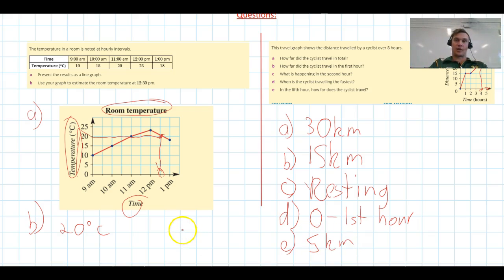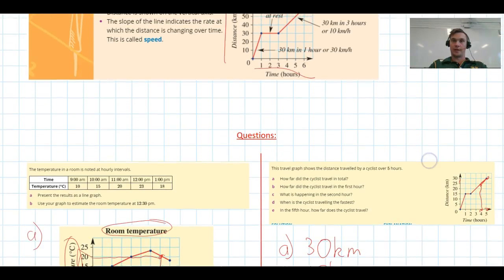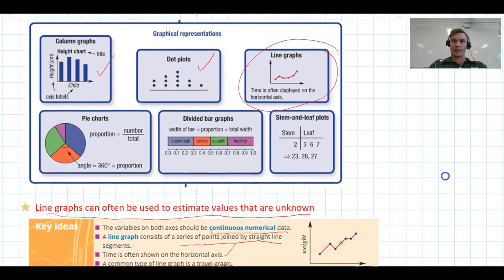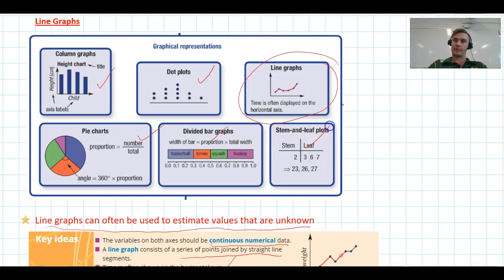So that's how you construct a line graph and also interpret one. Make sure you have these key points down, and over the next few videos we'll start to look at these other types of graphs.